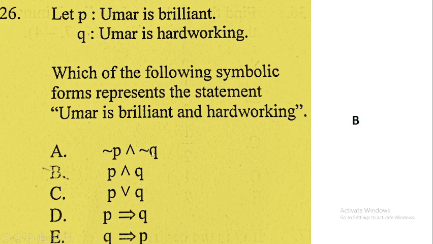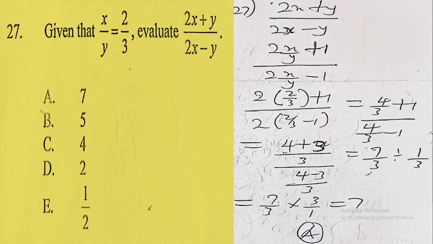In this one they have negated proposition P. We say that it is false that Uma is brilliant. They have also negated Uma is hardworking here. We can also say that Uma is brilliant and Uma is hardworking, and this is the symbol for and. So Uma is brilliant and Uma is hardworking. So option B is the correct option for question number 26 as well.